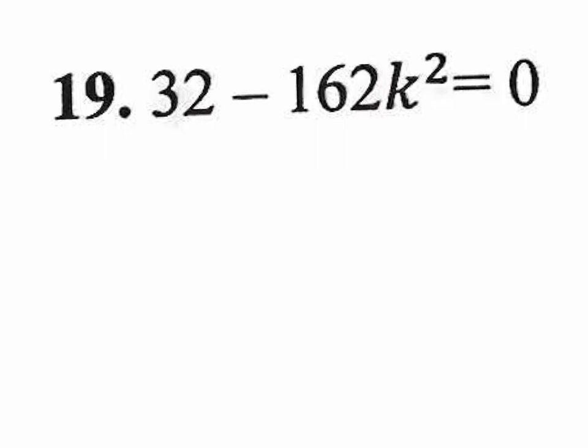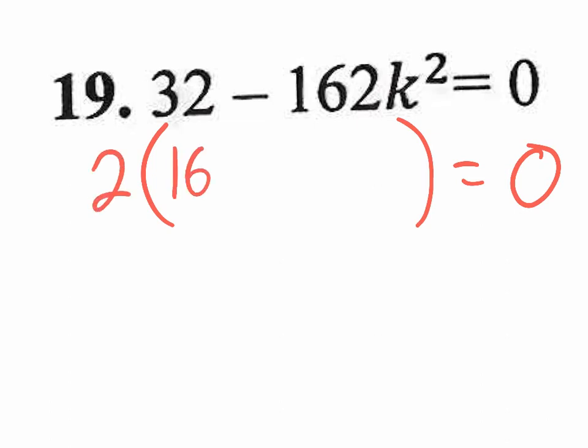So if we want to go with factoring, what's the GCF? If you wanted to factor, you could pull out a 2. And if we do pull out a 2 from this equation, what are we going to have left on the inside? 16 minus 81, of course with the k squared right here.